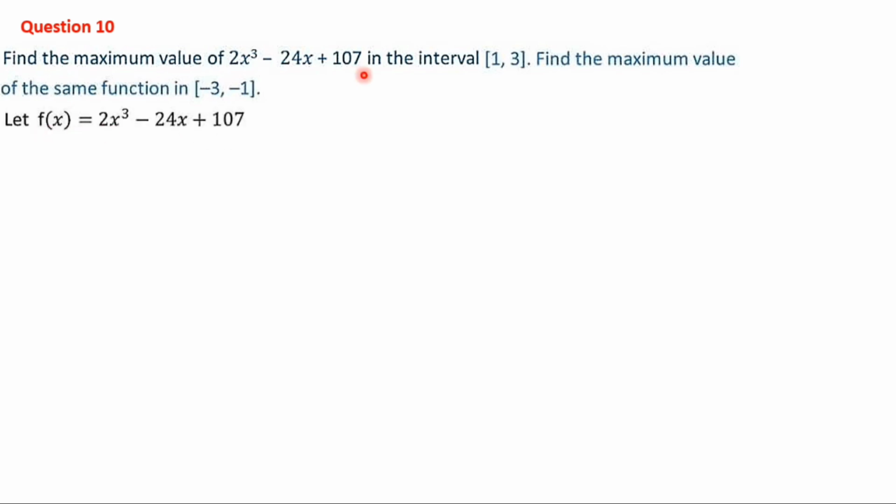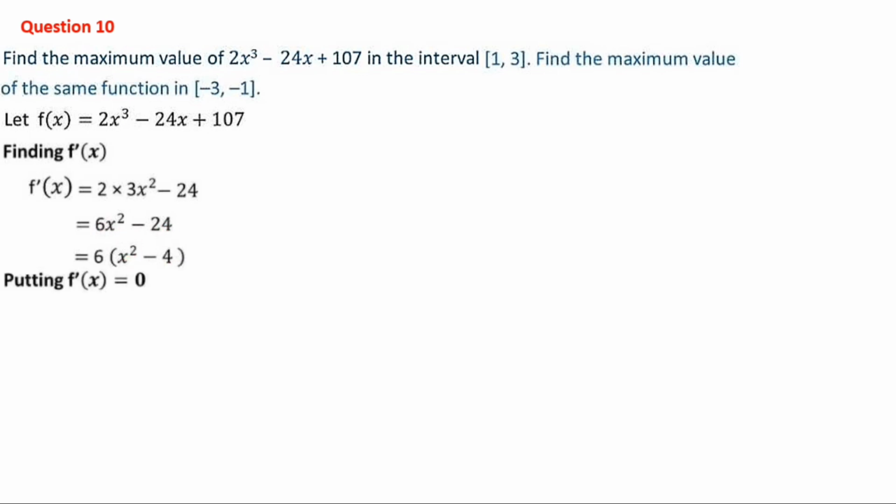We are going to calculate the first part. F dash x we have to calculate. 2x cube means 2 into the derivative of x cube. Derivative of x cube is 3x square. So 2 into 3x square minus 24 into the derivative of x, that is 1. Minus 24 into 1 is minus 24. Plus the derivative of 107, it is a constant, no need to write it, it is 0. Then multiplying these two, 2 into 3, 6x square minus 24. And here 6 is common, take it out, 6 into x square minus 4.